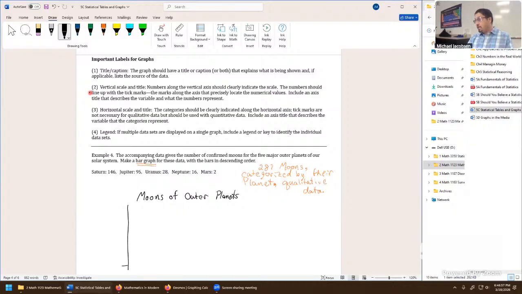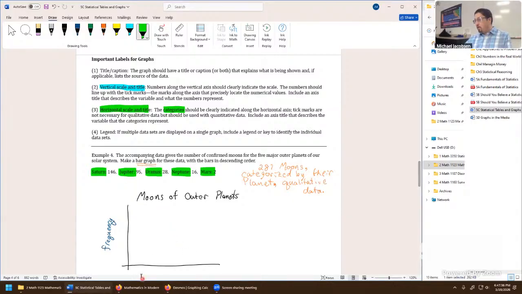Here's the vertical scale going this way. Horizontal scale going this way. For the vertical, what we're placing here is the frequency, which is the number of times a moon came up for each one of these different categories. For the horizontal scale, the categories will be displayed, and that's going to be the categories of these 5 different planets.